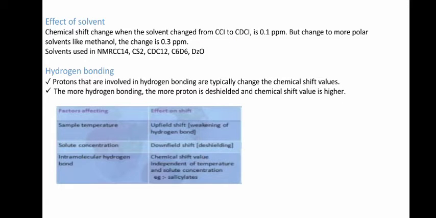Effect of solvent. Chemical shift changes by 0.1 ppm when the solvent is changed from CCl4 to CDCl3, but with a more polar solvent like methanol, the change is 0.3 ppm. Solvents used in NMR are CCl4, CS2, CDCl3, C6D6, D2O. Hydrogen bonding: protons that are involved in hydrogen bonding typically change the chemical shift values. The more hydrogen bonding, the more the proton is deshielded and the chemical shift value is higher.